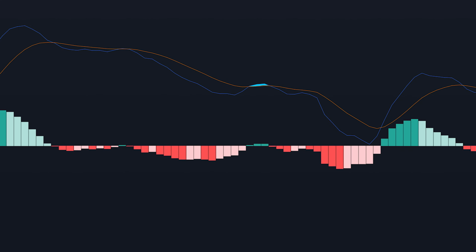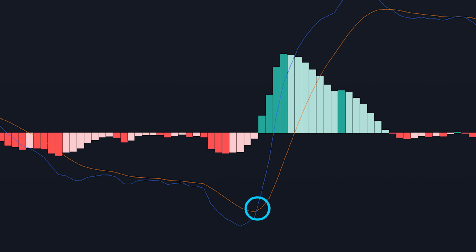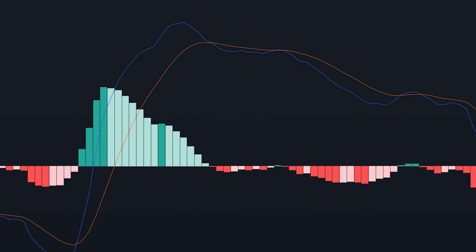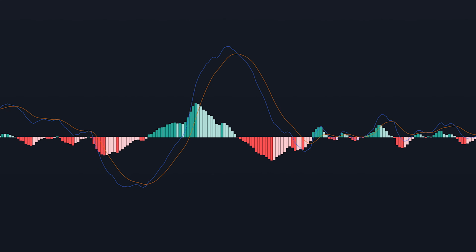So, for example, the smaller the space between the two lines, the smaller the histogram gets. The bigger the space, the bigger it gets. You can also see, once the MACD line crosses above the signal line, the histogram turns green. And if the MACD line crosses below the signal line, it turns red. And finally, we have the zero line, which basically represents the center of the MACD indicator. Now that we know the full components, let's make sure we know how to use them.